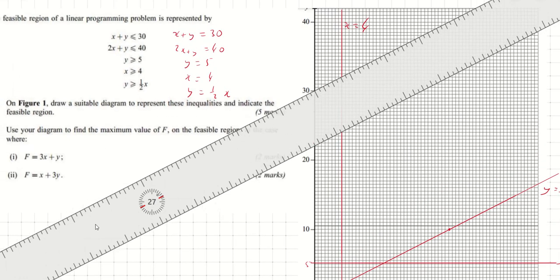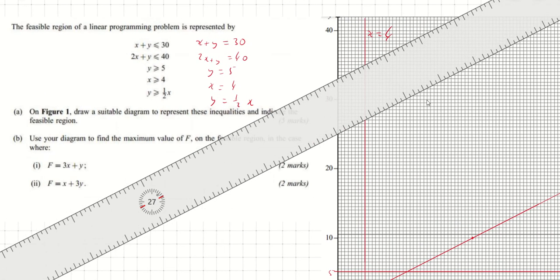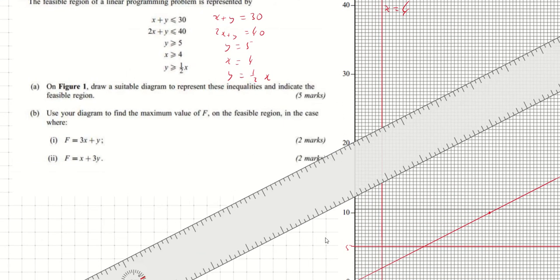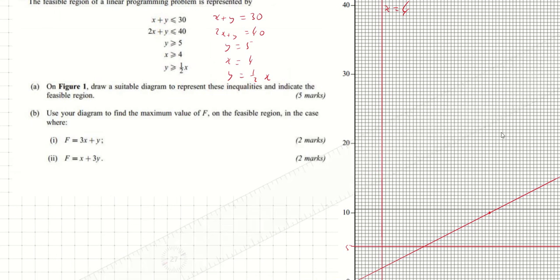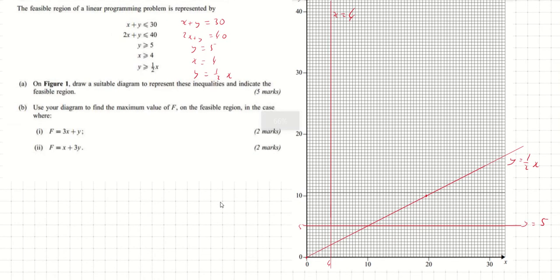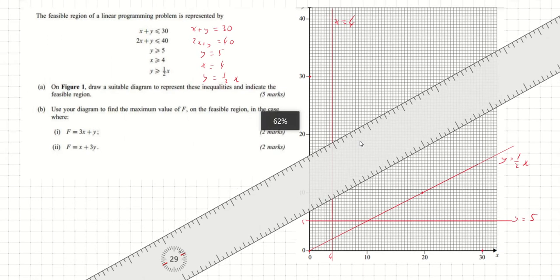Okay, now we have x plus y equals 30. Well, these are easy because in linear programming, all the lines are straight lines. So x plus y equals 30. We just need 2 points on the line to plot a straight line. So when x is 0, y will be 30, and when y is 0, x is going to be 30. So it's going to go through the point 0, 30, and the point 30, 0. They're both points that satisfy that equation. So I just need a straight line through those 2 points.